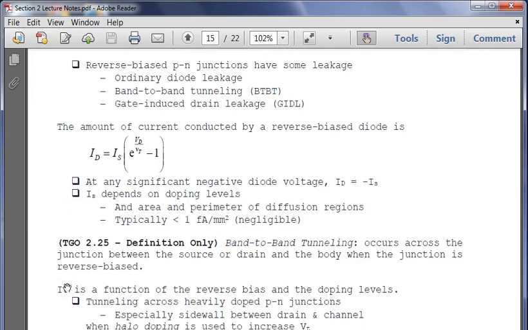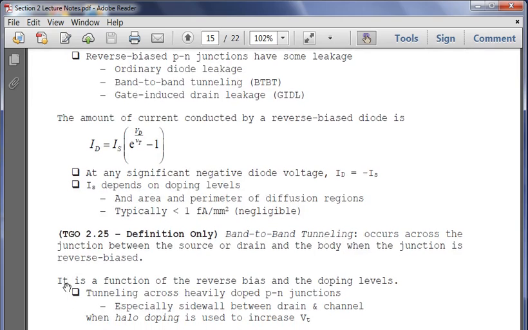Band-to-band tunneling is an instance where tunneling occurs across the junction between the source or the drain and the body when the junction is reverse biased. So it's coming from the source or the drain, so it's band-to-band tunneling. And it's a function of the reverse bias and the doping levels. So it's tunneling across heavily doped PN junctions, especially when the sidewall between the drain and the channel, which we call halo doping, is used to increase the threshold voltage to account for this.